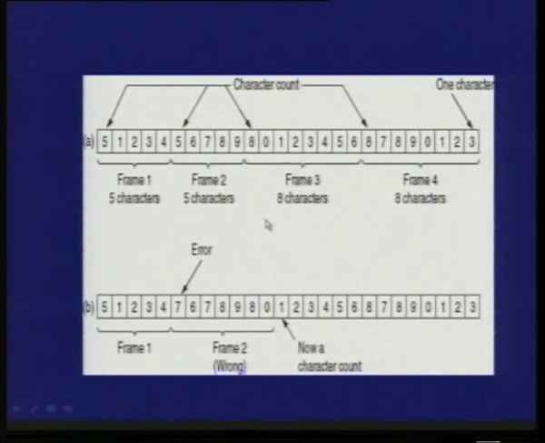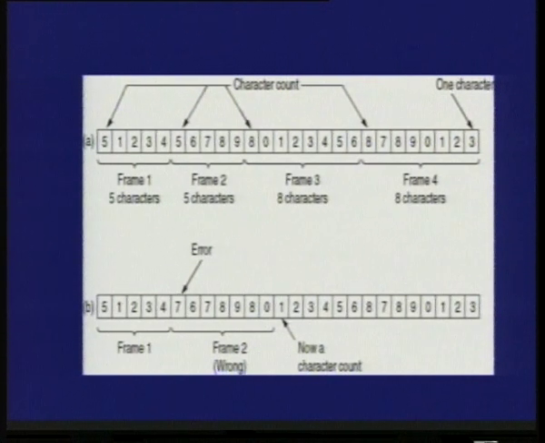The problem that can occur in this kind of mechanism is, what will happen if this particular byte count field or character count field gets corrupted? Look at what happens here. Suppose this was the frame that was transmitted, the one shown above, but what is received is something like this: in the second frame the value 5 got transmitted as a 7, some error occurred. So 5 was interpreted as 7 at the receiver.